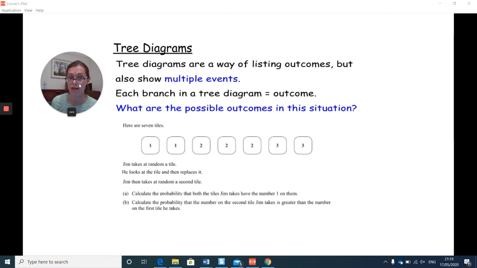Each branch in our tree diagram represents a potential outcome. So again, we need to understand thoroughly what outcome means so that we know what to put in our branches. So let's break it down with a simple question.